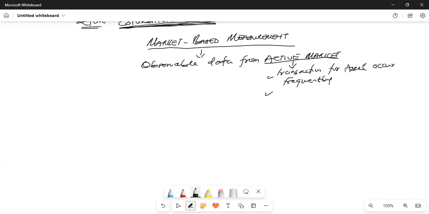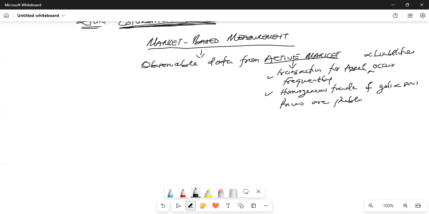So we said that transactions for assets and liabilities occur frequently, and also that it is a market where there is a homogeneous trade of commodities, of goods and services, and to the extent that the prices are publicly known. It is not hidden. It's publicly known. Take note of that. Because if I want to go to Sokoban Wood Village, the prices are there. It's clear.